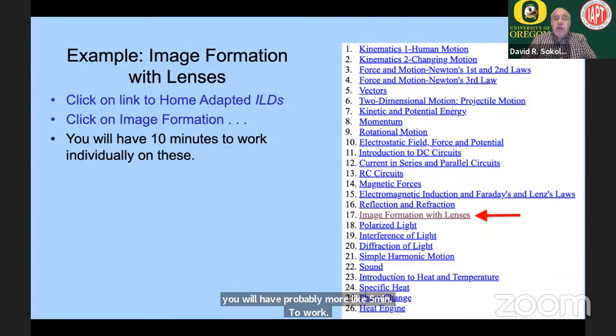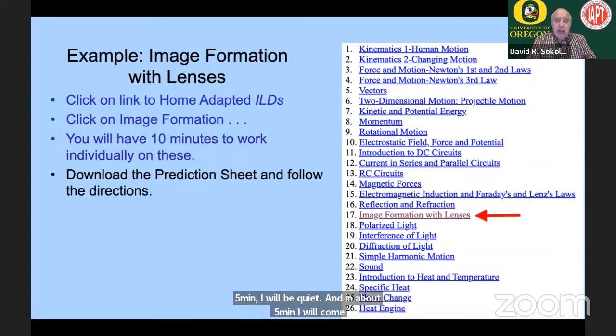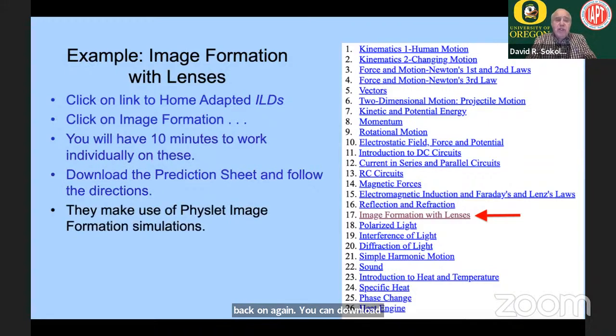So individually, if you would go to the web page, open that ILD and work on it for about 5 minutes. I will be quiet. And in about 5 minutes, I will come back on again. You can download the prediction sheet and follow the directions. And this one happens to make use of a Physlet called image formation. So please go ahead and do that.